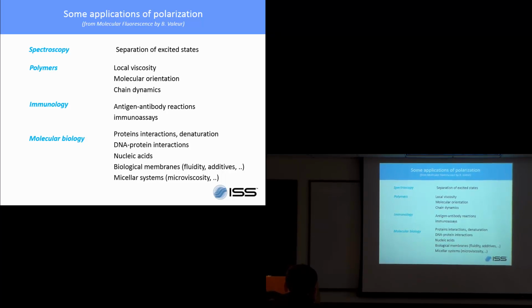So I will stop here. And again, there are 5 parameters in fluorescence: excitation, emission spectra, quantum yield, lifetime, polarization. I just wanted to give you an overview of how some of these parameters can be used for some specific applications. That's it.